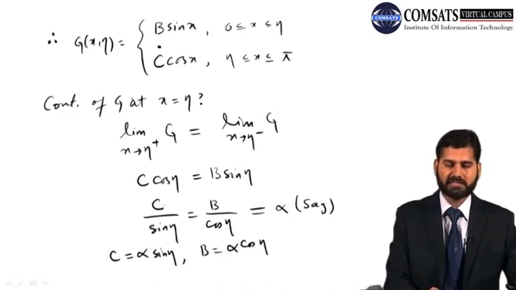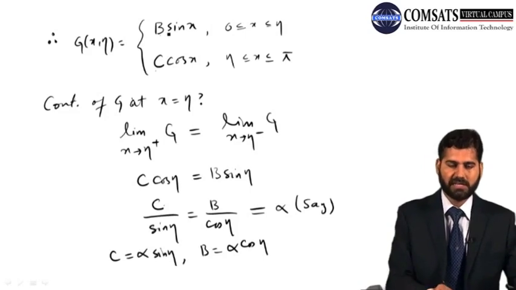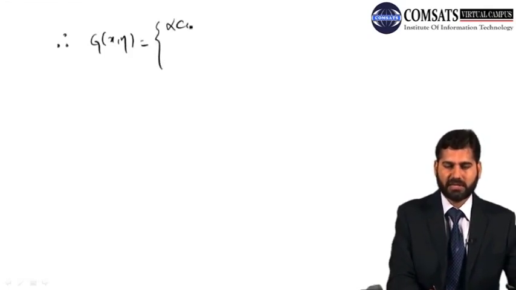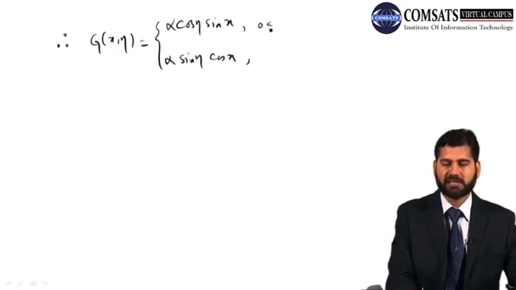So I replace b and c. b is alpha cosine eta. Then our Green's function will take the form alpha cosine eta sine x and alpha sine eta cosine x. So I replace the values of b and c.